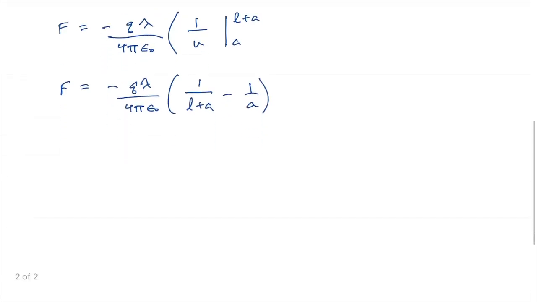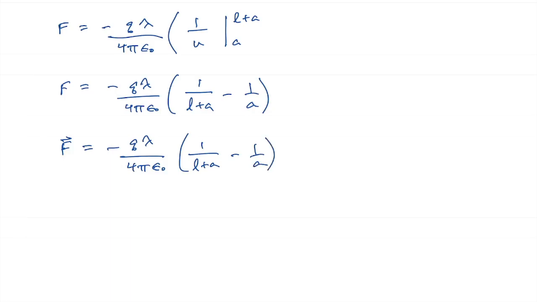And we can write this as a vector: F vector equals minus q lambda over 4 pi epsilon 0, times 1 over L plus a minus 1 over a, all in the i hat direction.